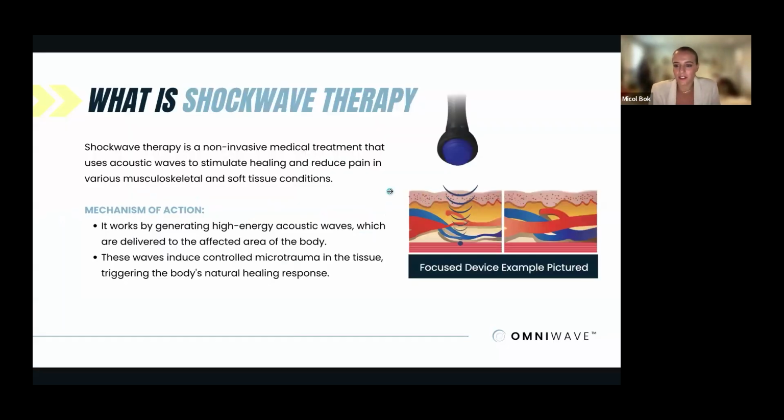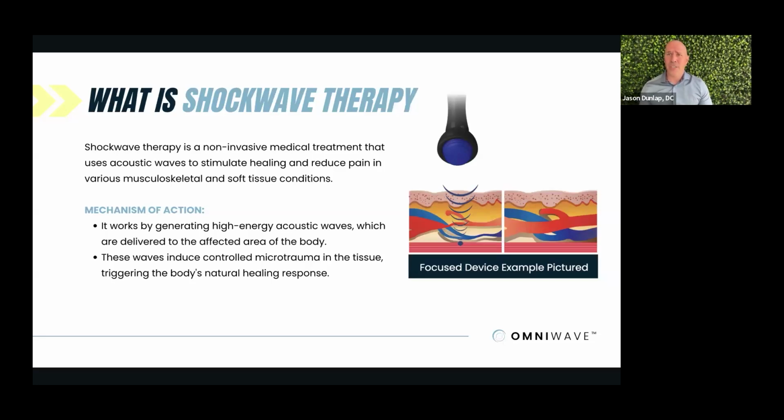So, Jason, do you want to tell us a little bit about what shockwave is, how it works, and why it's so effective? Yes. So we have sound waves that are generated from a machine and sent through the tissue. When they enter the tissue, they do a multitude of things. The main thing that happens is these sound waves squeeze the tissue and cause inflammation.